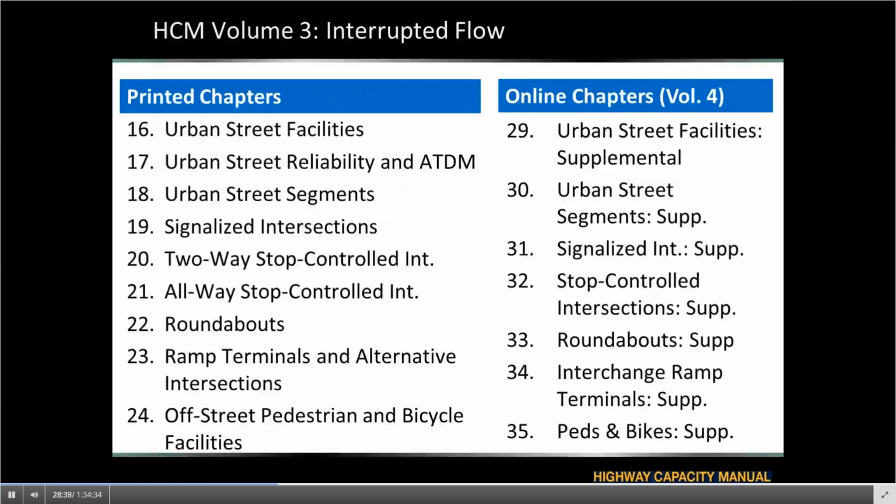HCM Volume 3 provides concepts, performance measures, and analysis methodologies specific to interrupted flow facilities such as urban streets and the intersections found along them. Chapter 17, presenting methods for evaluating travel time reliability on urban streets and analyzing the effects of ATDM strategies, is new in the 6th edition. In addition, Chapter 23 has been expanded to cover alternative intersection and interchange types, such as diverging diamond interchanges and median U-turn intersections. Chapters 29 through 35 in Online Volume 4 provide supplemental information, including example problems.